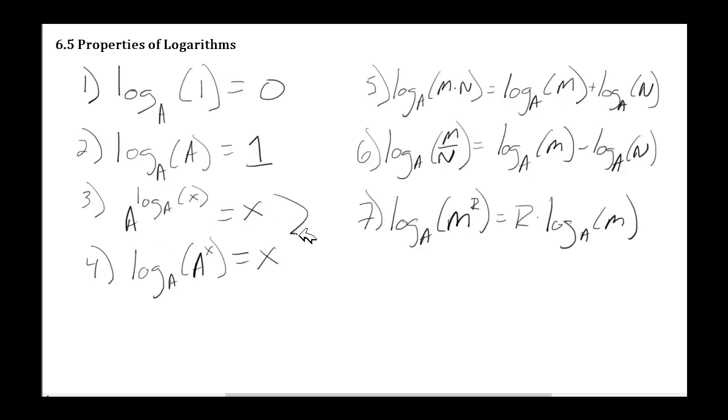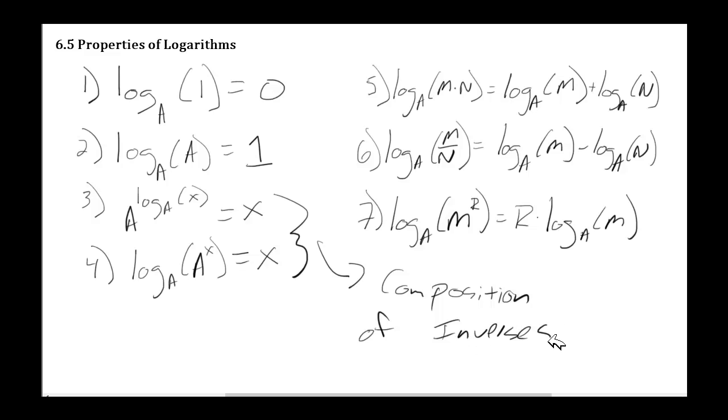And then these two are your composition. This is from the composition of inverses. So a raised to the power of log base a of x equals x. You can think about these guys undoing each other. They're going to cancel out. It's got to be the same base. So a raised to the power of log base a.